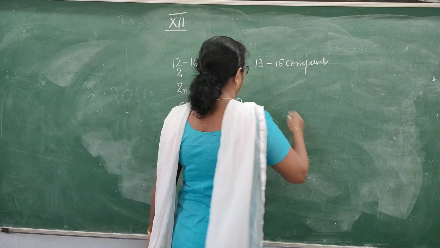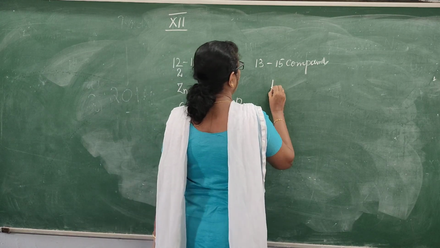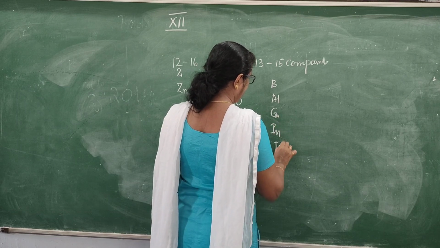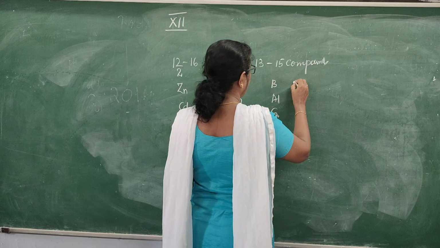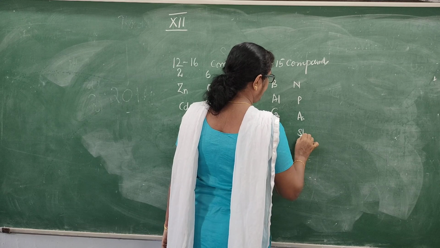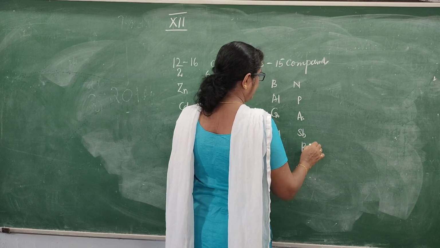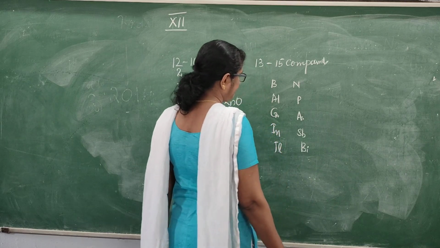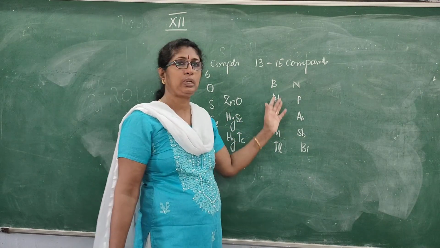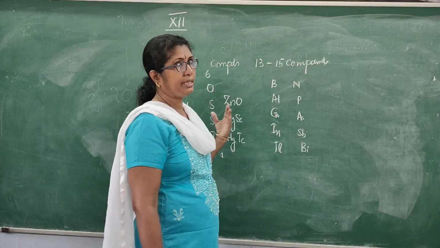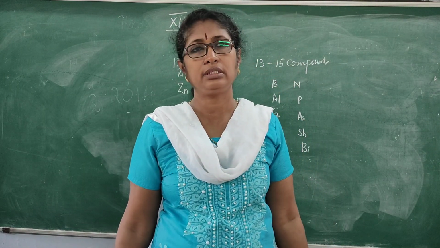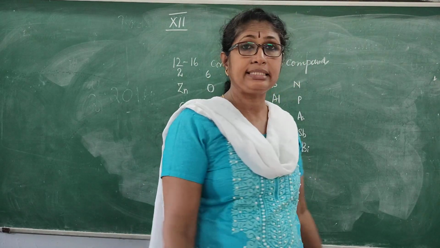Then group 13-15 compounds. Which are the 13th group elements? Boron, aluminium, gallium, indium, thallium. And group 15 elements are nitrogen, phosphorus, arsenic, antimony and bismuth. The combination of these two groups also can be used as a semiconductor device because their average valency is 4. So these are 13-15 compounds and 12-16 compounds.